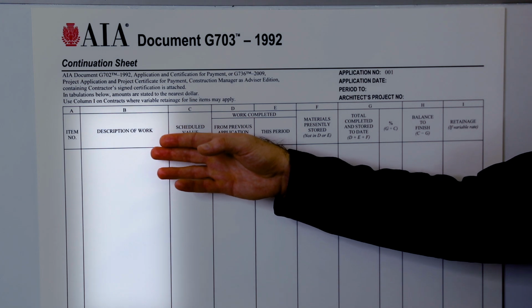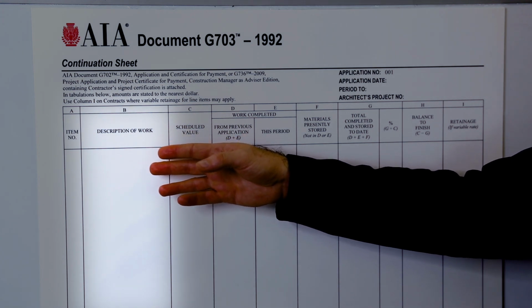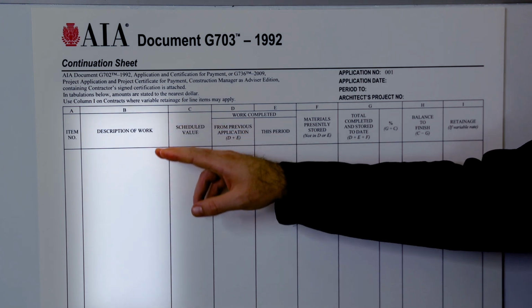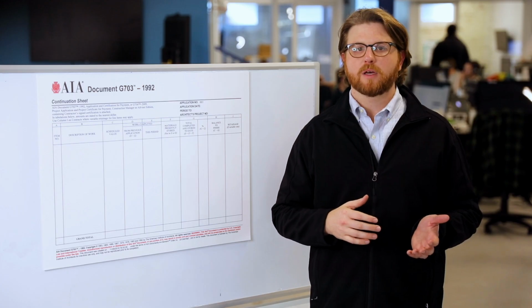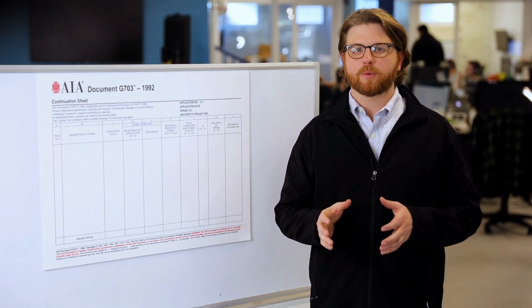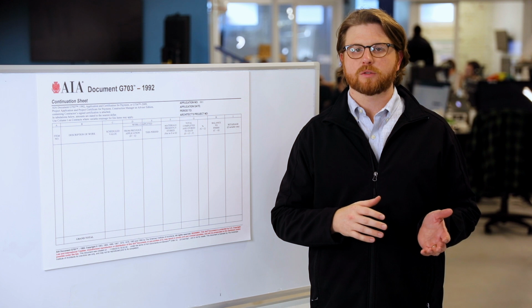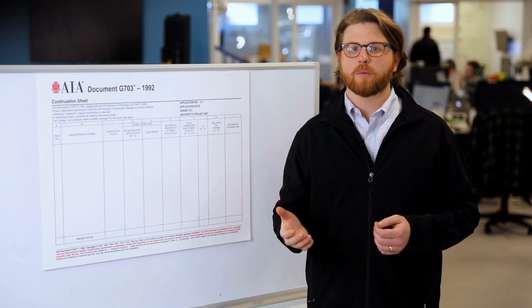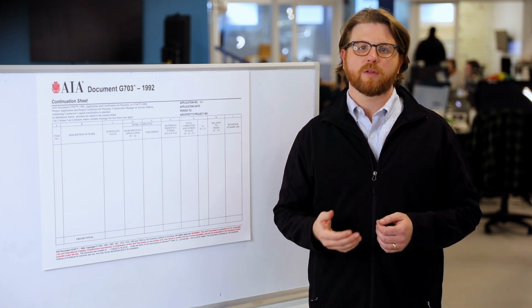Then column B is for a description of the work. For each line item, you should provide a brief description of the type of work being provided, just enough information to describe the labor performed and the materials that are being used. On a big project, you may require multiple pages to include all of the relevant information.